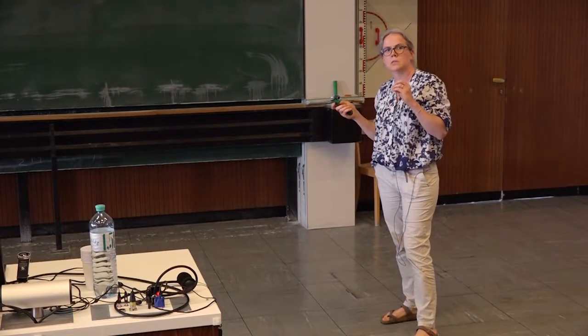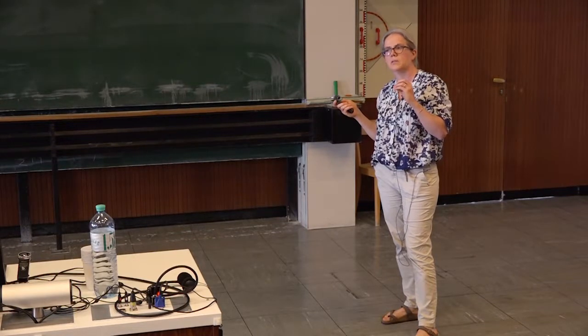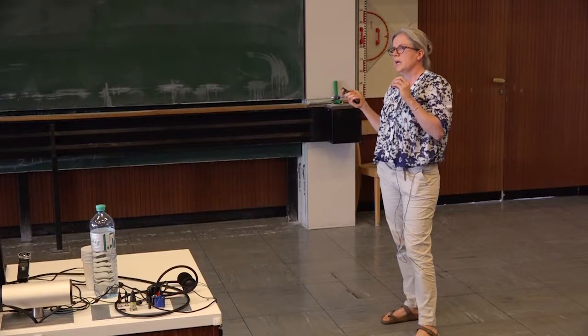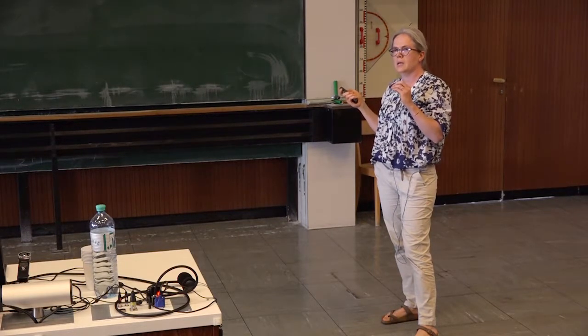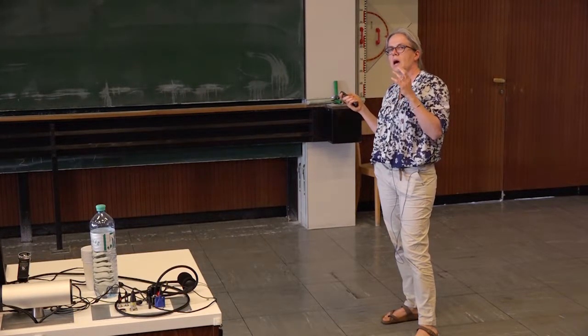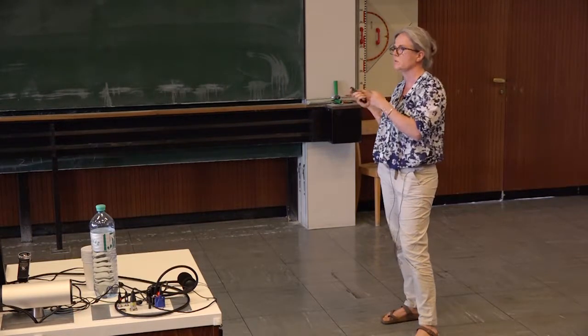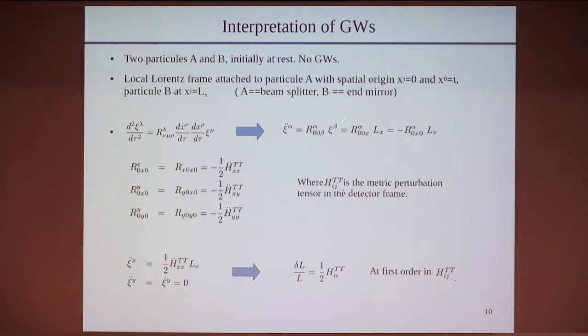And Joe Weber was a young experimental physicist. And he was present at that conference. And when he came back to his lab, he started to think about how to design a detector to detect those gravitational waves. So I will come back to that later. First of all, let's try to finish the derivation of what we can do with the geodesic deviation equation.